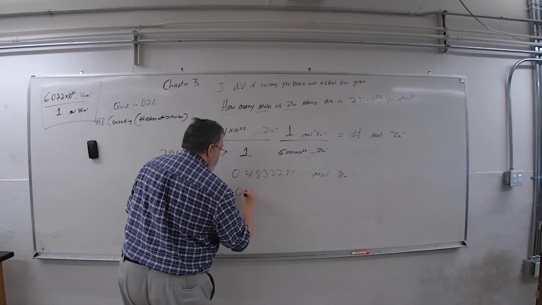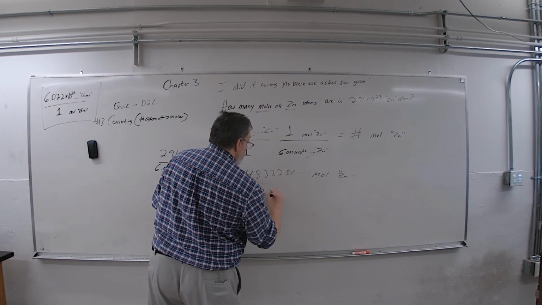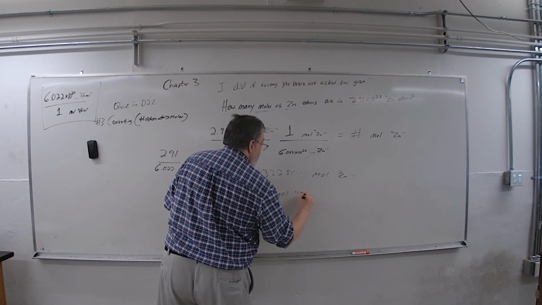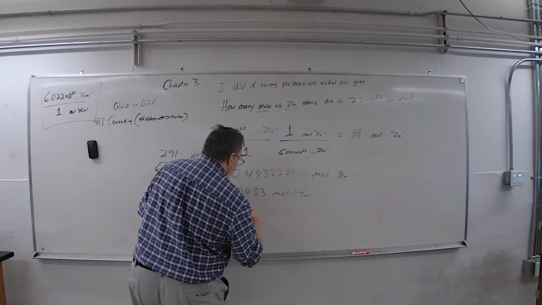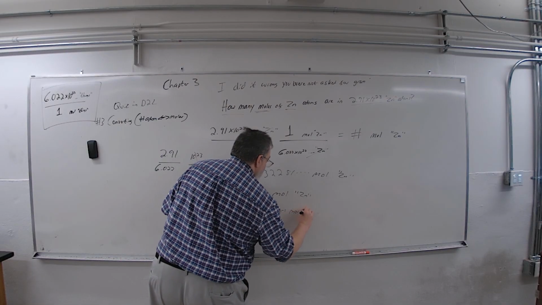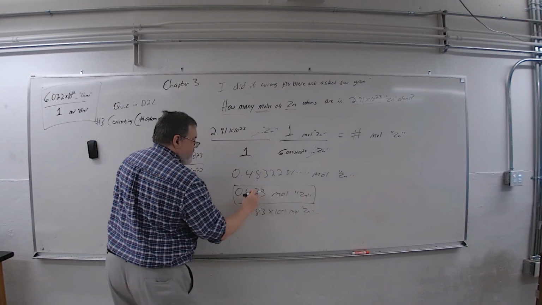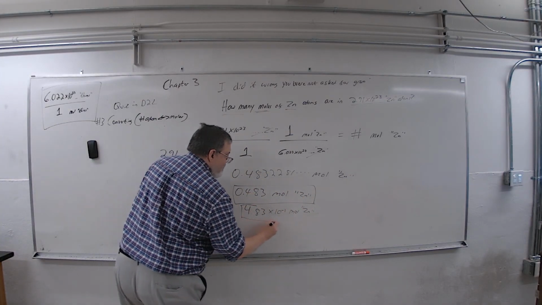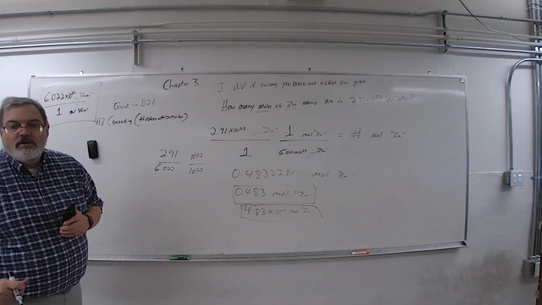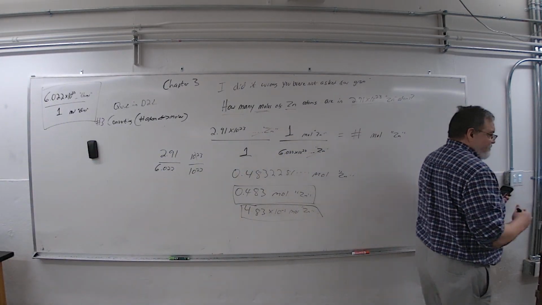I would write this as 0.483, 3 significant figures, times 10 to the zero, or 4.83 times 10 to the minus one. This one is 100% correct. This one is 100% correct, but in standard scientific notation. Okay, move on to something else, but let's take a break. What do you say?